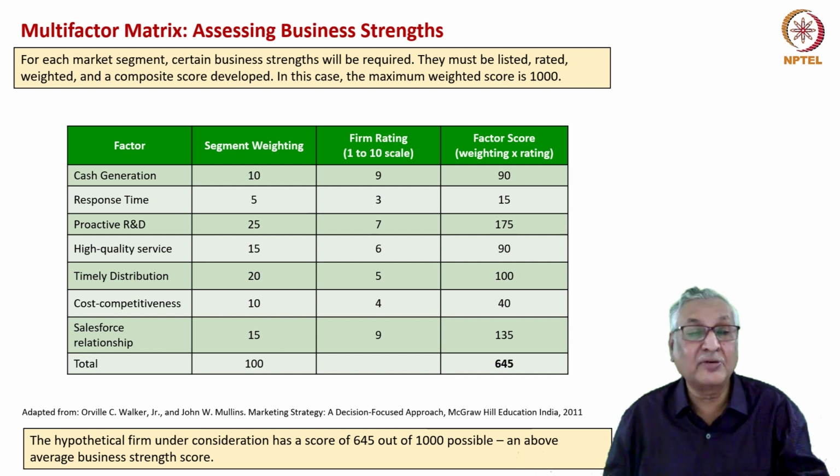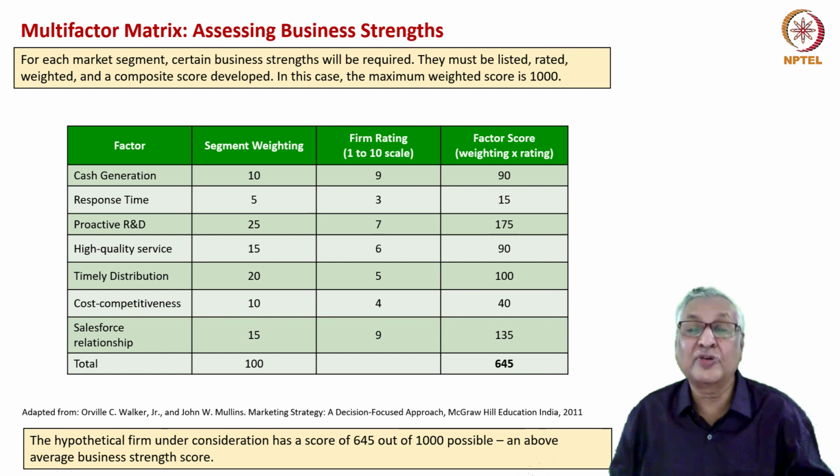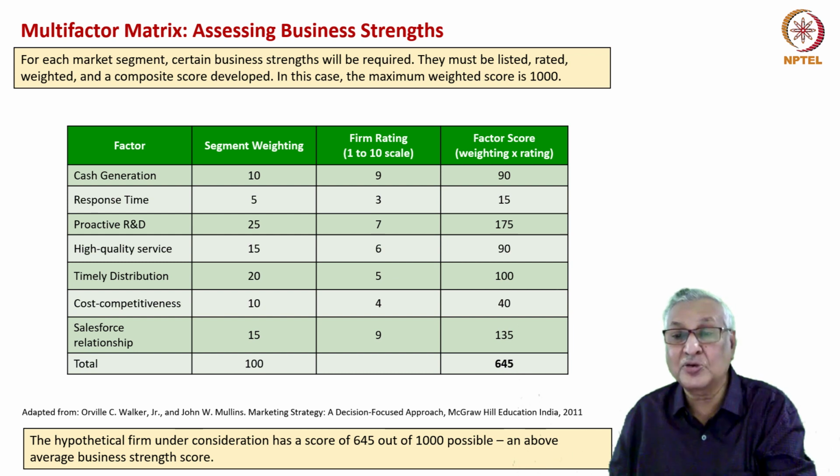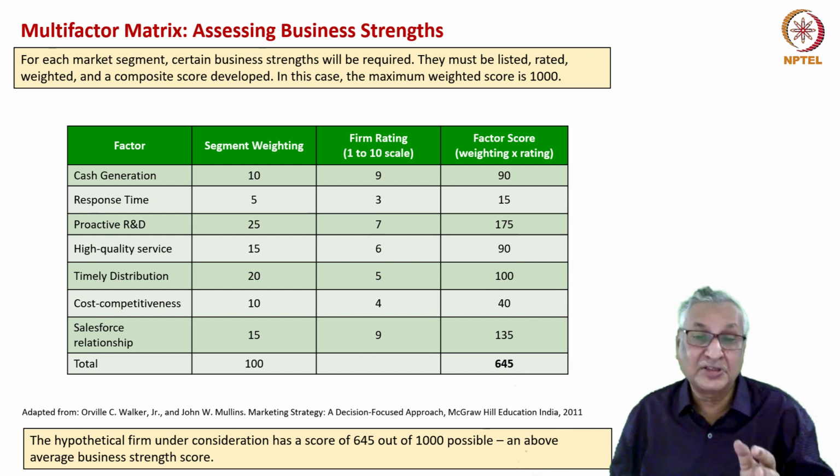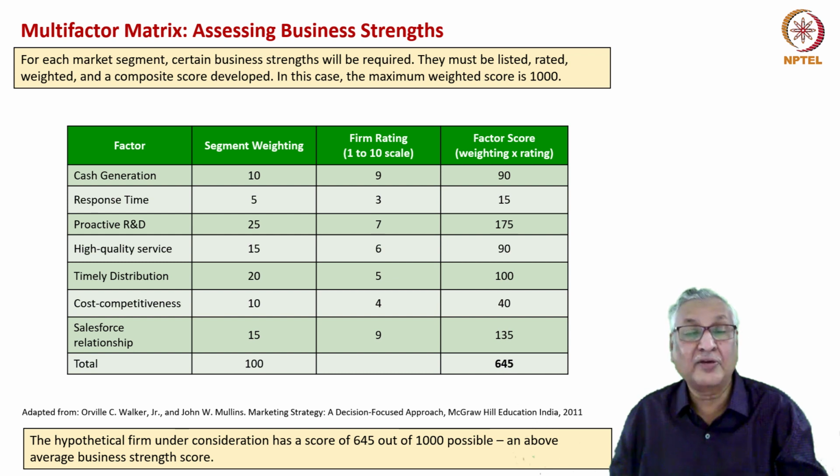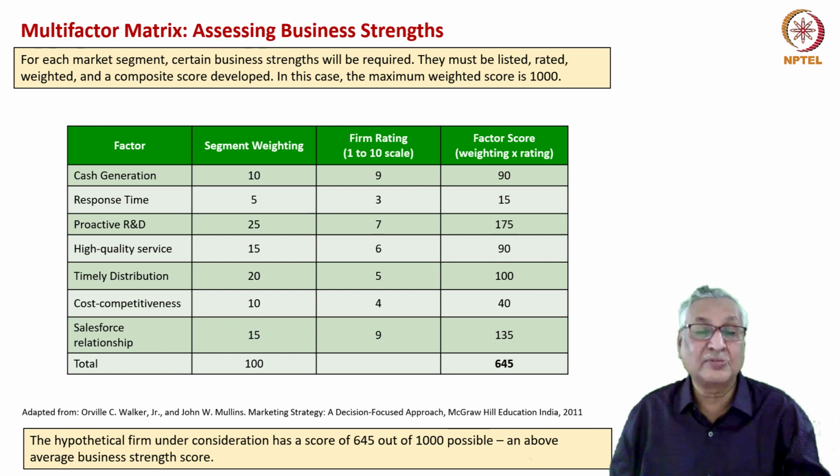So when you look at the segment weighting, proactive R&D has the highest weightage for this kind of product group. Next comes timely distribution. So it is an important understanding for us that each product group has its own segment weights, and a firm, of course, will have different kinds of ratings based on this scale. So if you look at one firm, it may have a score of 645, but in the same segment, another firm may have a different level of weightage. It may not be so great in cash generation, but it may be even better in proactive R&D.